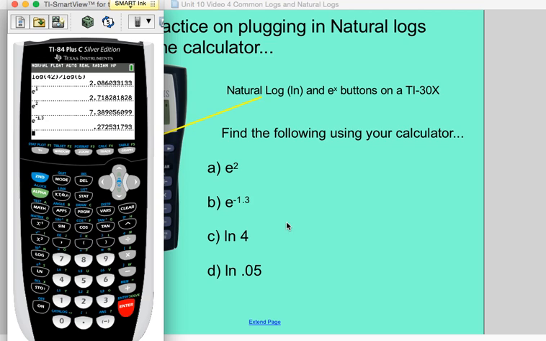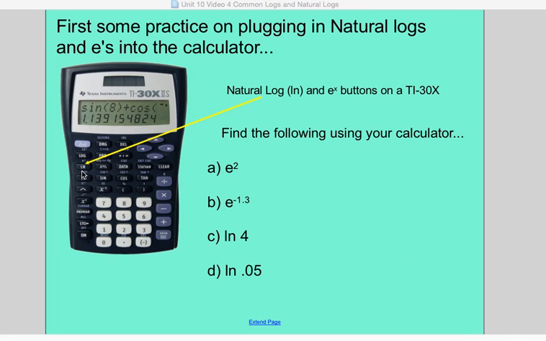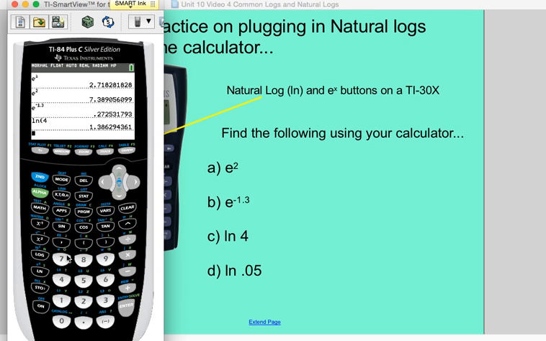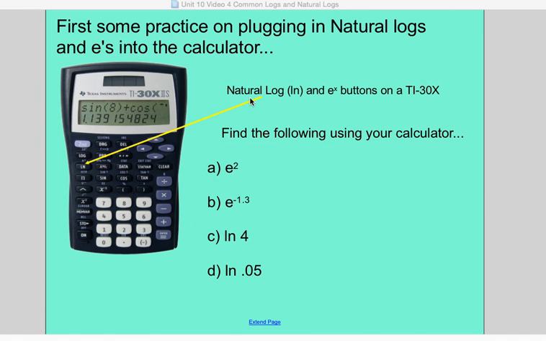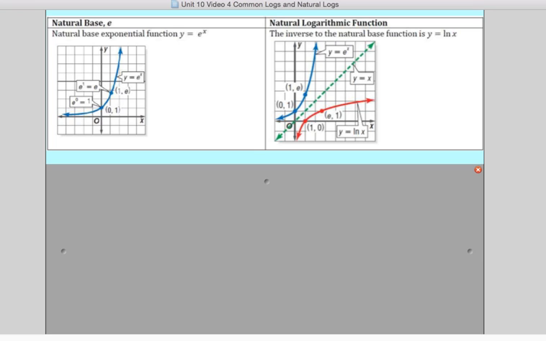So e to the negative 1.3 is 0.272531793. And then we have natural log of 4, so I would do natural log, which is right here, of 4, which is 1.38629. On this calculator, here's the natural log. Notice, once again, e is right above it. And natural log of 0.05 gives me negative 2.99573. So that's how to use your calculator in finding those values. Natural log, remember, is ln.